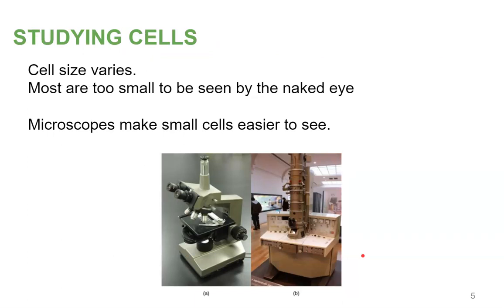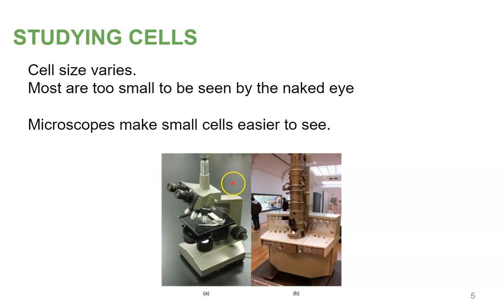Okay, so studying cells. We use microscopes to study cells because cells are small and we can't really see them with the naked eye. So microscopes make it much easier for us to see them. If we break down the word microscope, micro means small and scope means to look at. So it's a small looking device, right? We can take pictures with microscopes and we call those micrographs.